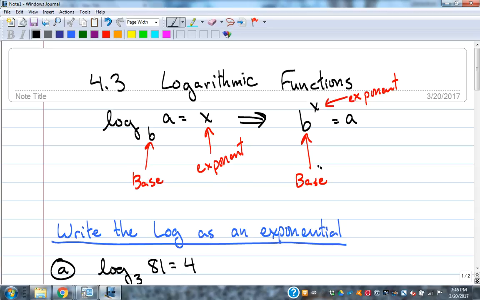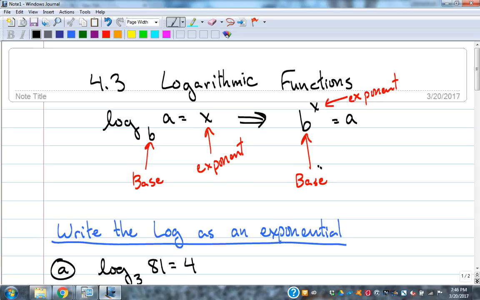That's where I get that logs are just exponents. Logarithms are just exponents, meaning logarithms are equal to exponents. So the base is here, the exponent is there. Base, exponent, what it's equal to, just in different places, okay? So we're going to work on rewriting that.